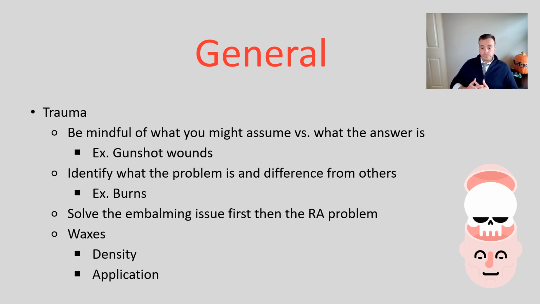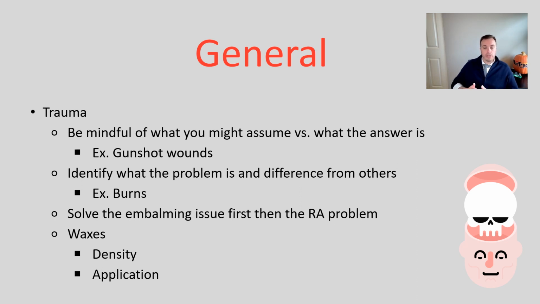My advice to you also is always remember how to solve the embalming issue first, and then the RA problem comes next, right? So, like in my previous example with a second degree burn, first of all, you have to drain the blisters, and then you have to cauterize the area before you can add wax to it and cosmetics, all right? So that's kind of the difference.